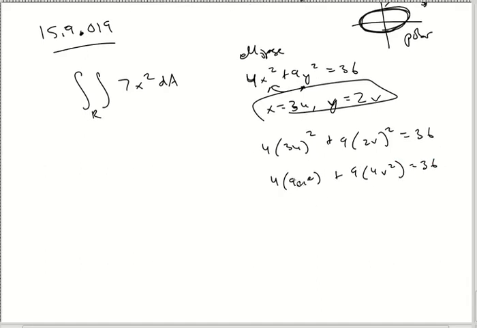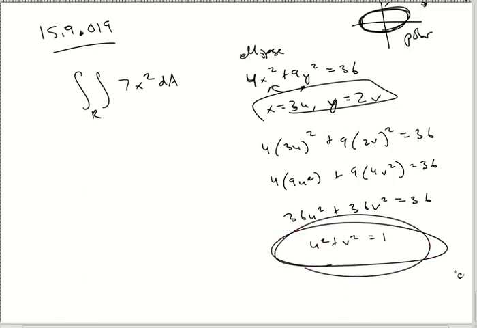And so when you actually multiply 9 and 4 together, you're going to get 36, 36, and 36. Of course, you cancel those. And that is so much nicer. Look, that's a unit circle. Basically, you're now going to integrate a unit circle, and hopefully in polar form, and then you're done.